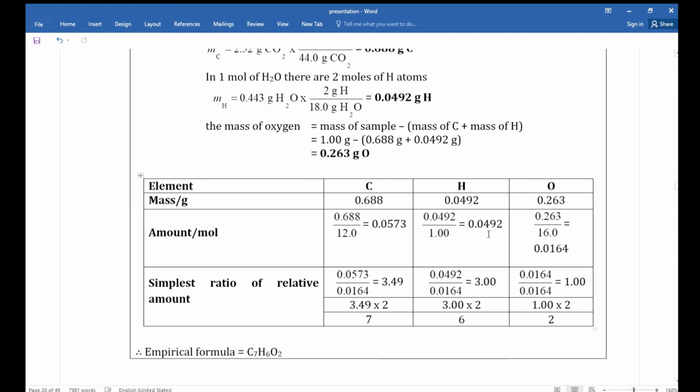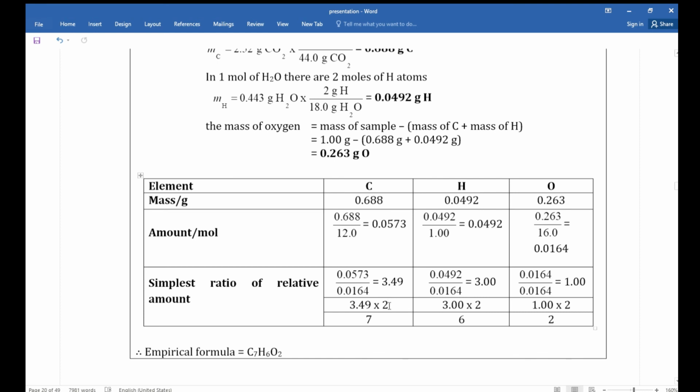The next element is hydrogen. Take the mole of hydrogen, 0.0492, divided by the number of mole of oxygen, 0.0164, equal to 3. And the last one is oxygen, 0.0164 divided by 0.0164 equal to 1. So for carbon we have 3.49.